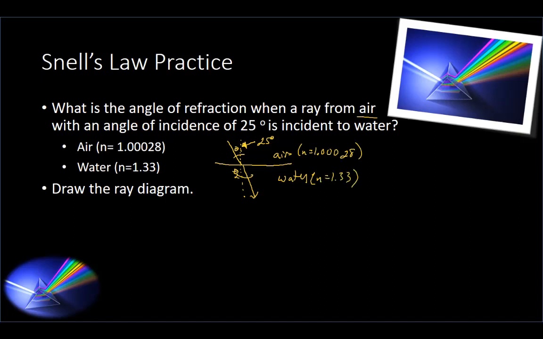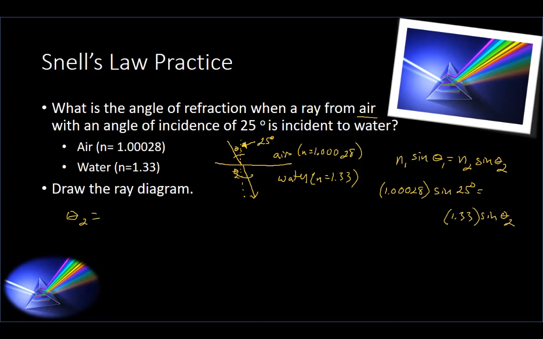If you remember our equation, we've got n1 sine theta 1 equals n2 sine theta 2. We've been given most of these things. So this is going to be 1.00028 sine 25 degrees equals 1.33 sine theta 2. That's what we're going to be solving for, theta 2. Then we go ahead and simply do the math.